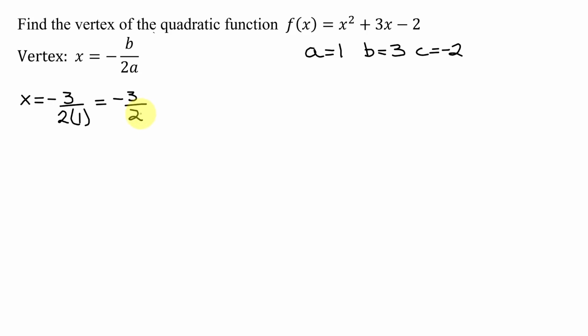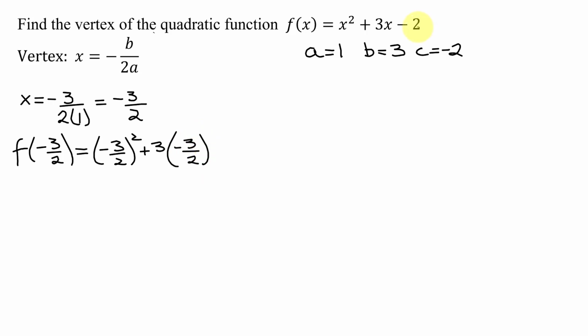Now to find the y value, all I have to do is plug negative 3/2 into the function. So I'm going to find f at negative 3/2. So I'm going to get x squared, so that's going to be negative 3/2 all squared, plus 3 times x, which is negative 3/2, minus 2. So now all it is is arithmetic.